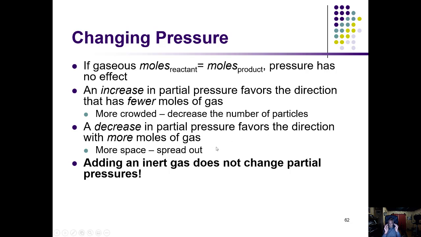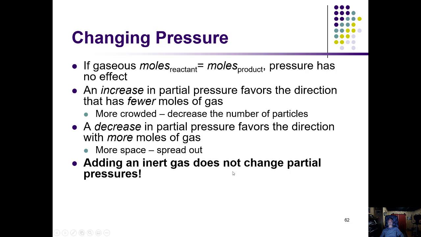So let's take that same container. It's at equilibrium. It's a gas phase reaction. We expand the volume of the container. If we expand the volume of the container, we're decreasing the partial pressure. And so the reaction will shift toward the side that has more moles so it can increase the pressure, return the pressure to that equilibrium condition. All right, more space, it spreads out.